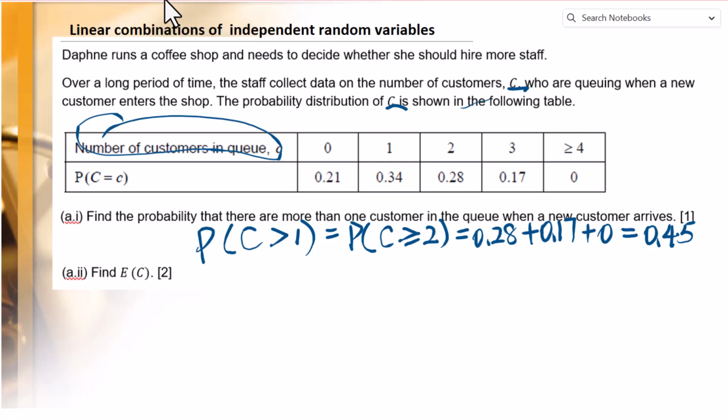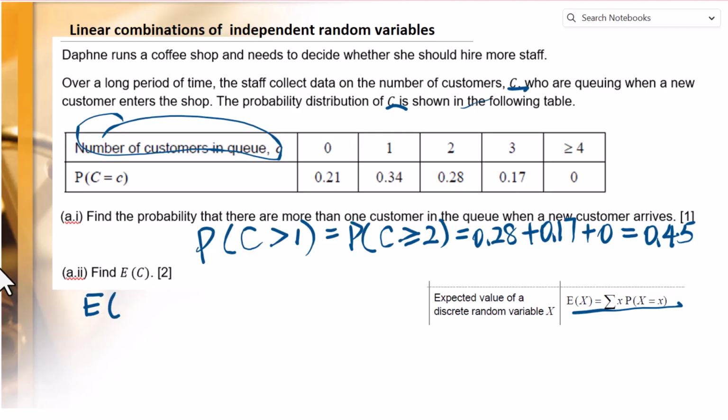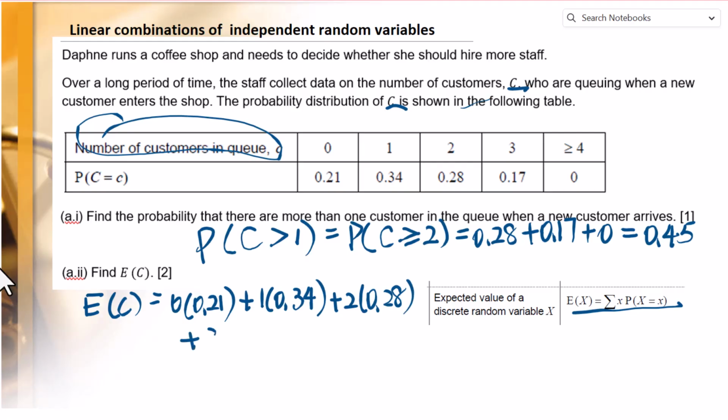Find E of S. We are given this formula. So E of S equals 0 times 0.21 plus 1 times 0.34 plus 2 times 0.28 plus 3 times 0.17. Since this is a 0, you don't have to write it down here, equals 1.41.